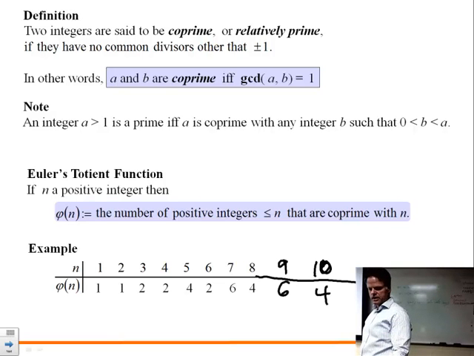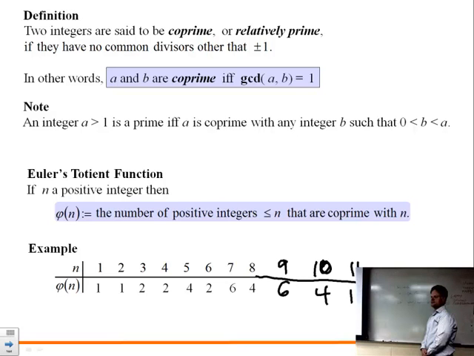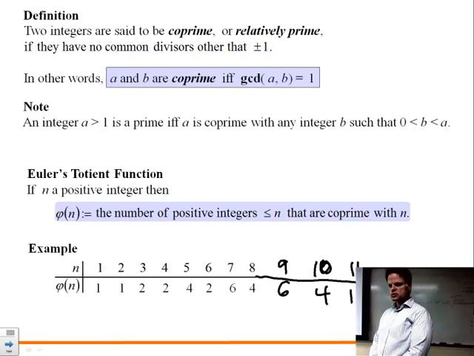How about 11? 11 is prime. If the number is prime, then everything less than it is coprime. So it's always going to be 1 less. That's easy. Is there any way you can dumb that down even more? Because I'm not understanding. Sure.